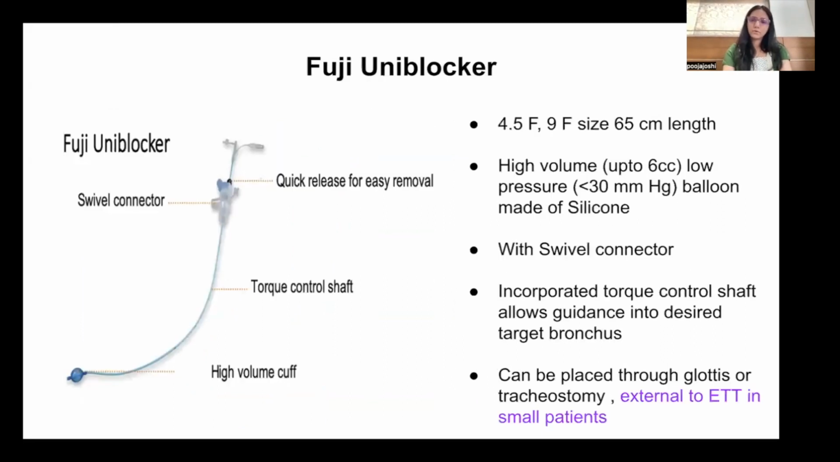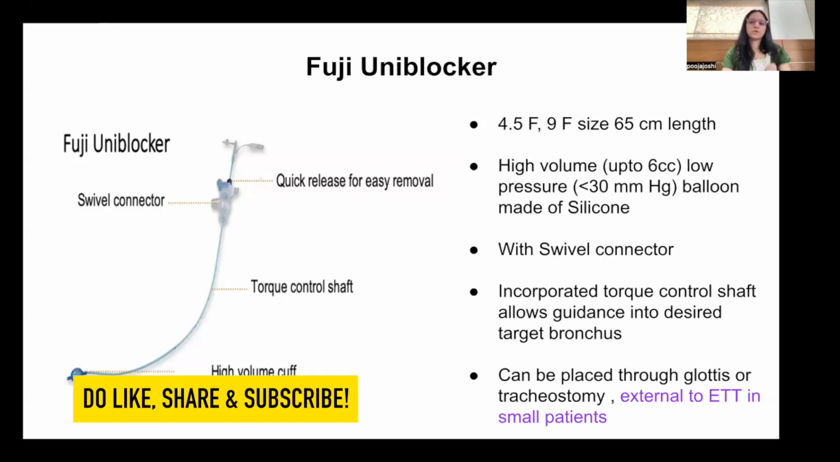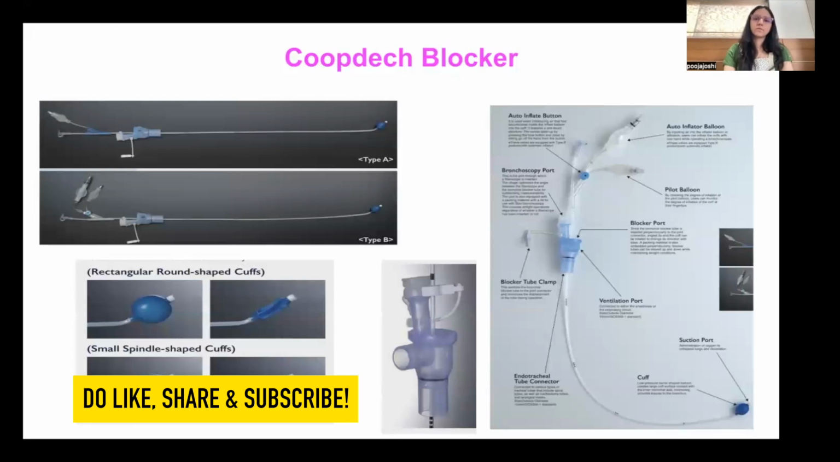The Fuji Uniblocker is available in the sizes 4.5 French and 9 French. It again has a high volume, low pressure cuff. It comes with a swivel connector. It has an incorporated torque control shaft which allows guidance into the desired target bronchus. It can be placed through the glottis or tracheostomy, and it can be passed external to the endotracheal tube in cases of small patients.